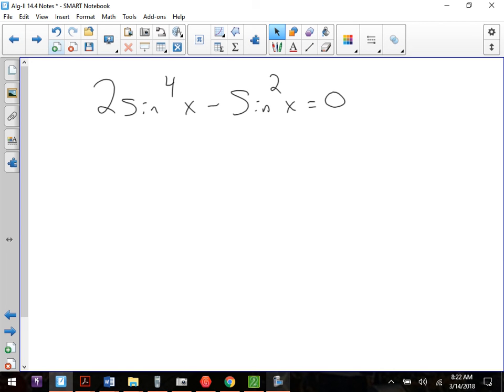So 2 sine fourth x minus 2 sine squared x equals 0. What are you going to factor out? Good. Factor out a sine squared. You're left with 2 sine squared x minus 1 is 0. Do I have 2 terms that are set equal to 0? So I can set both terms now equal to 0.